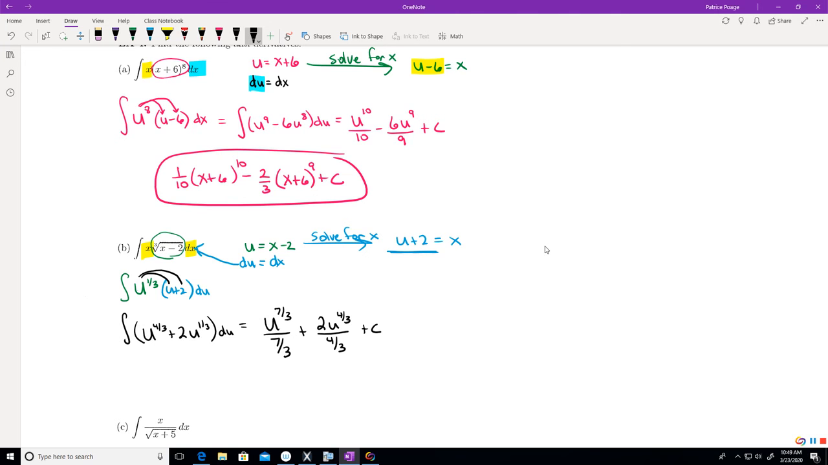Dividing by a fraction, same thing as multiplying by the reciprocal. So I have 3/7 u to the 7/3 plus 3/4 times 2 u to the 4/3 plus c. So I end up with 3/7, I'm going to replace my u to the 7/3 plus, we multiply these, we get 6/4, which I can take a 2 out of both, so 3/2. Replace my u, plus c.